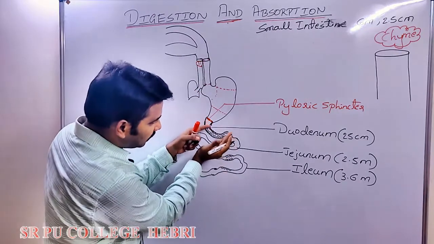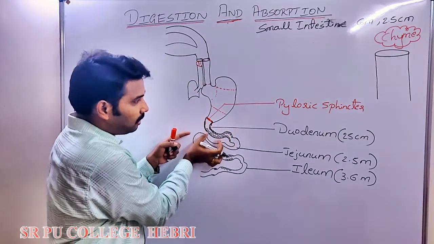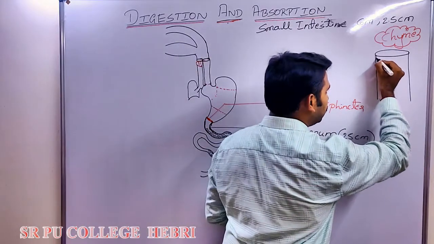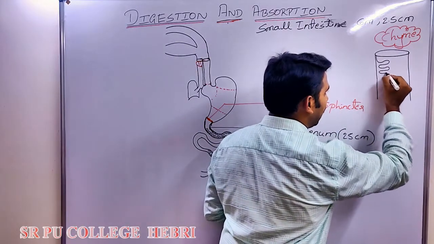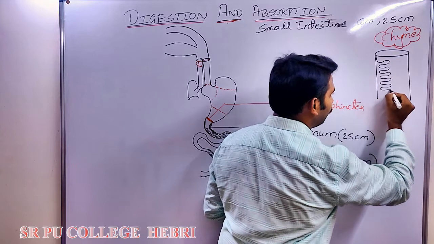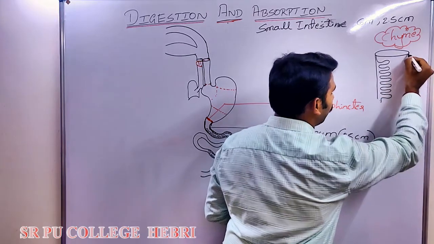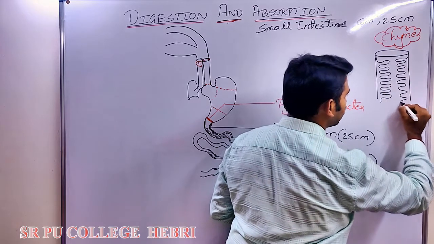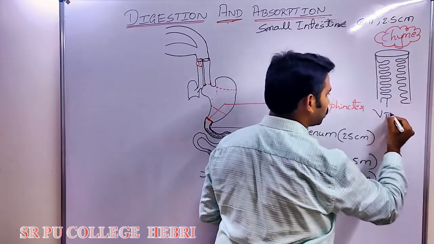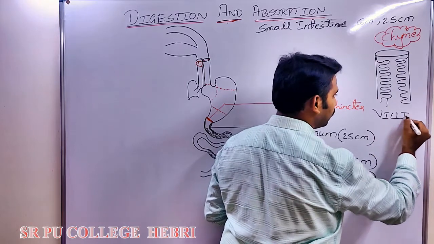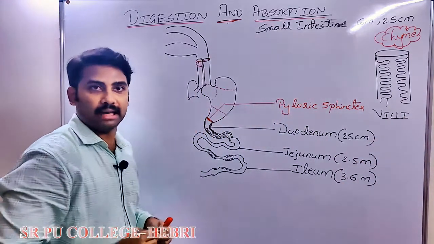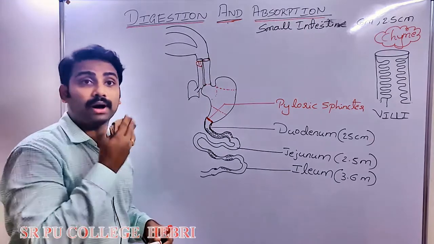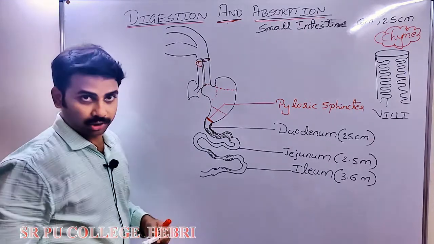Assume I will take a section of a small region of the small intestine. This small intestine inside has large number of finger-like structures. What are these finger-like structures called? Villi. What is the job of villi? Function of villi? 1 mark question.